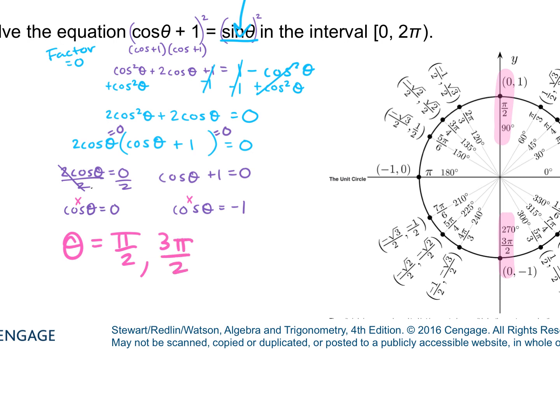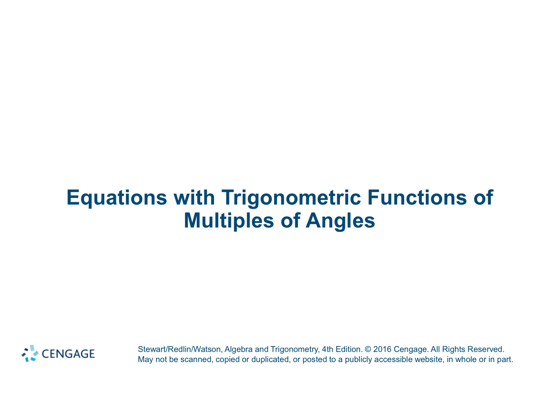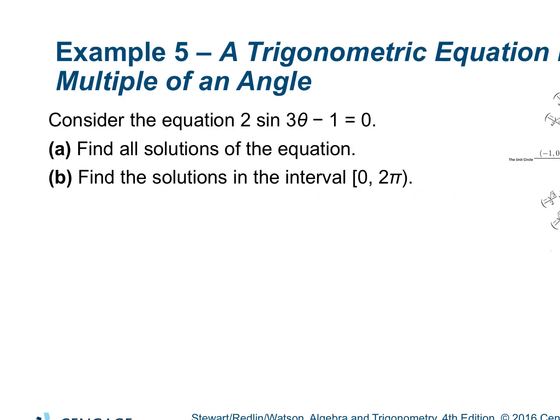Now where is our x value? -1. Pi. Awesome. So we'll add that to our answer list too. So pi over 2, 3 pi over 2, and pi. We're going to ignore B. We're just finding the solutions.